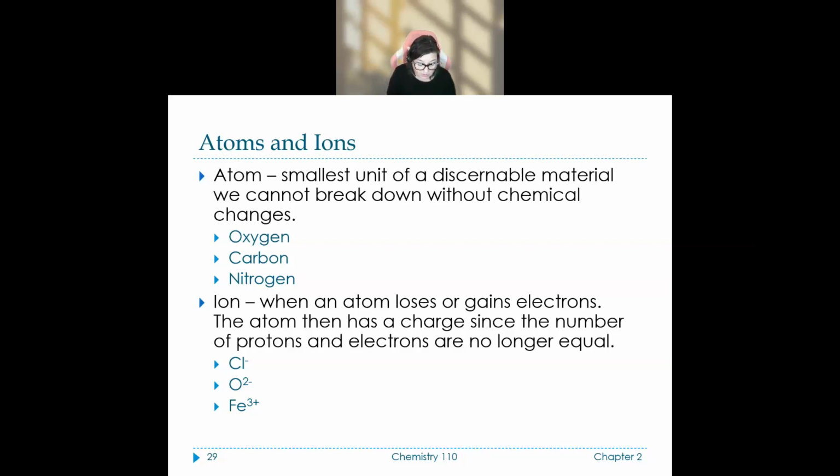Fe3 plus, if I look for Fe, I can see that it's number 26. So I have 26 protons, 26 electrons. If I lose 3 of those electrons, so I have 26 protons and 23 electrons, then it's an Fe3 plus. Okay, that's how we determine what those charges are. And it all has to do with the number of electrons that are on it.